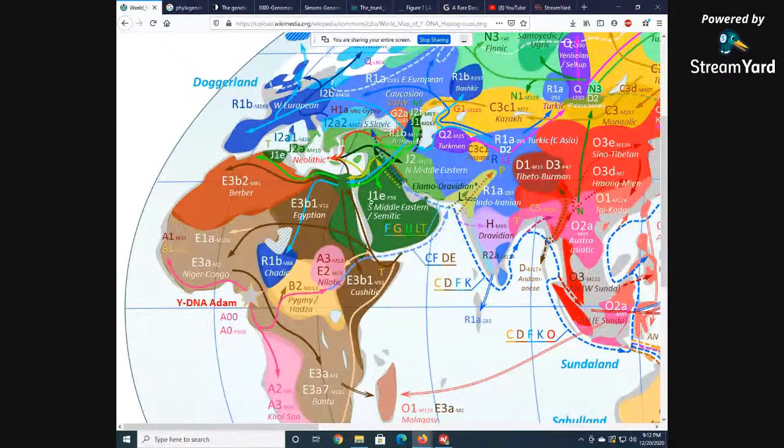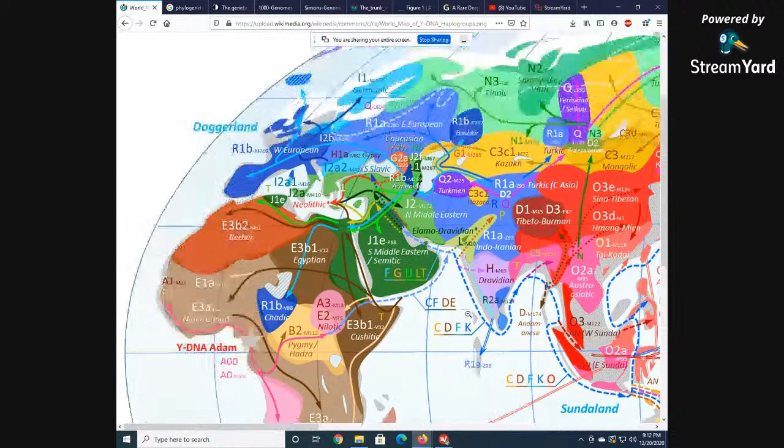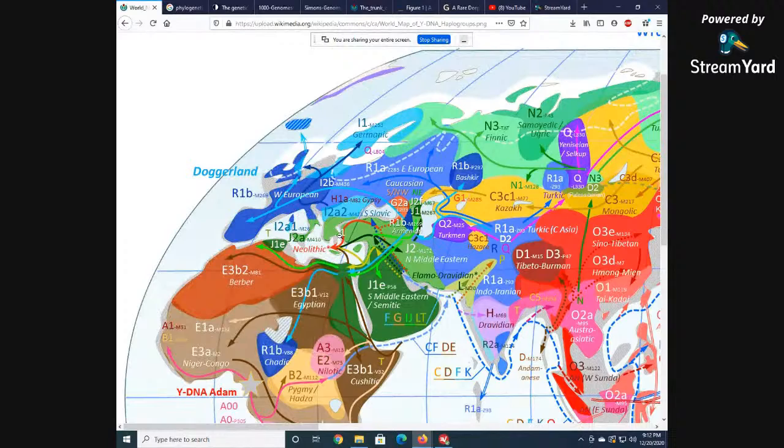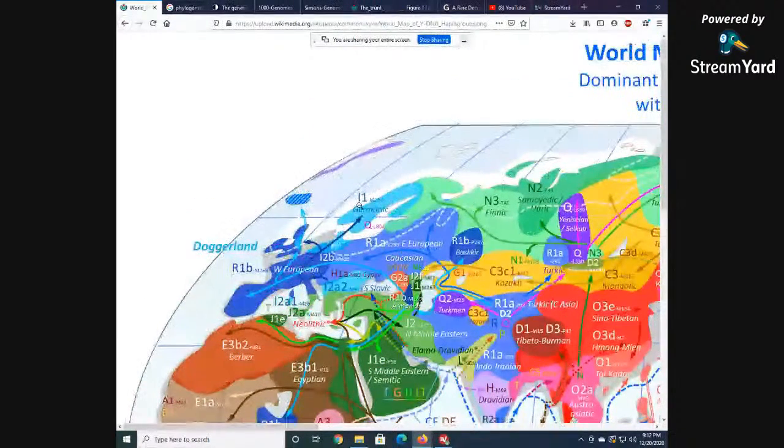And of course, can't go without mentioning the fact that this is me right here. I'm an I1 M253. That's what I am. And these are basically the Vikings and Anglo-Saxons that invaded England, and that's where my family comes from. I mean, my family name comes from this area in Scotland. So that's the rest of that story.